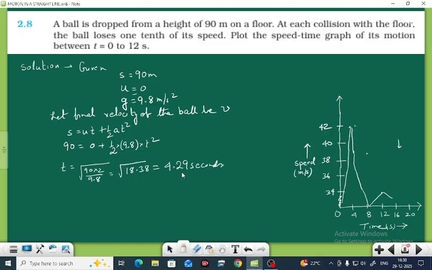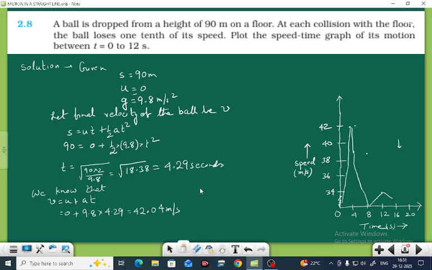Now 4.29 seconds we are getting. By the first equation of motion, v is equal to u plus a t. Therefore v equals u, which is 0, plus acceleration 9.8 times time 4.29. We get 42.04 meter per second.